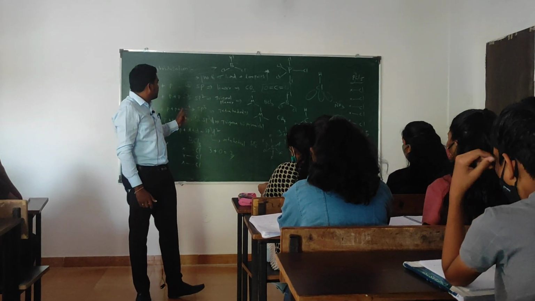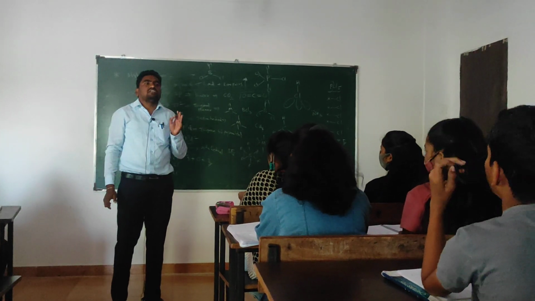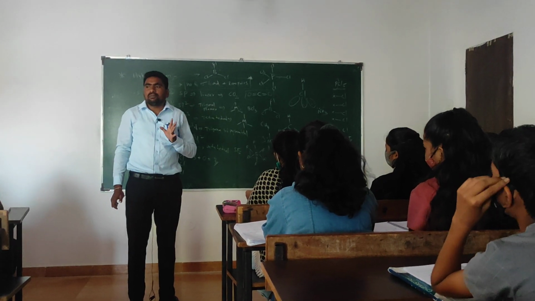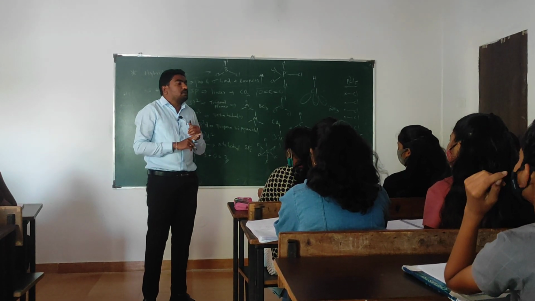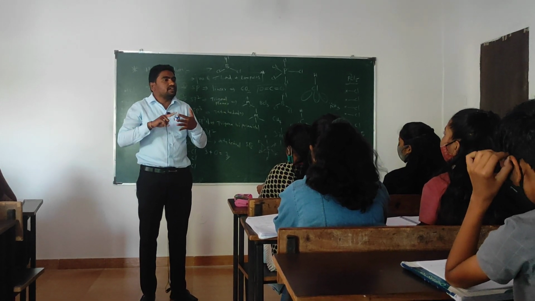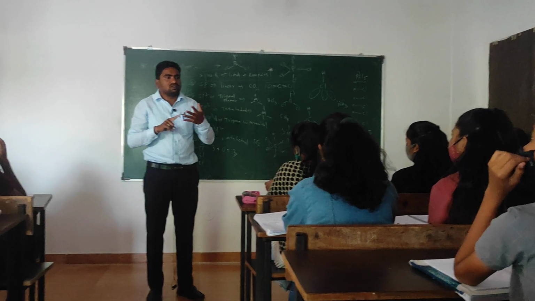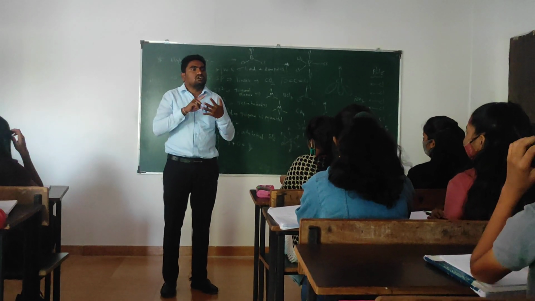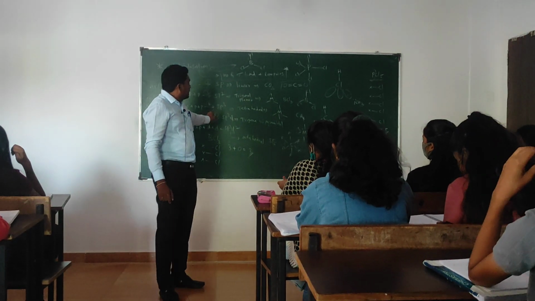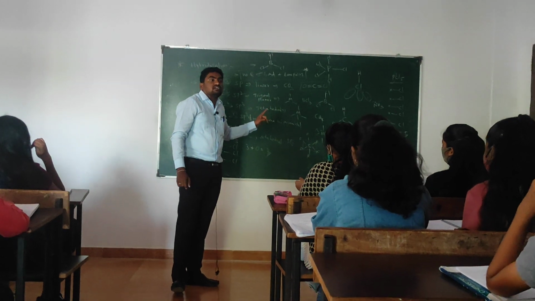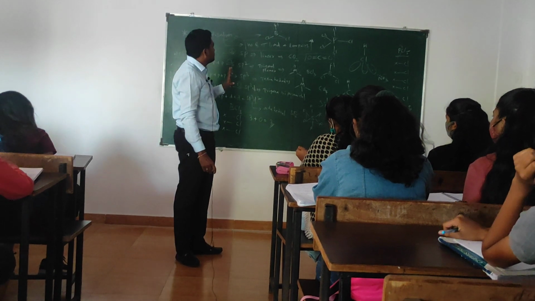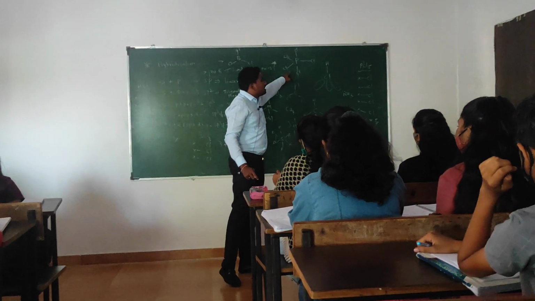What is the example for sp3d? PCl5. In PCl5, the central atom is phosphorus. What is the group number of phosphorus? 5. 5 means how many chlorines are there? 5, and those are sigma bonds. How many lone pairs? 0. 5 plus 0 is 5, so it shows sp3d hybridization. It has a trigonal bipyramidal structure. PCl5 has a structure like this.